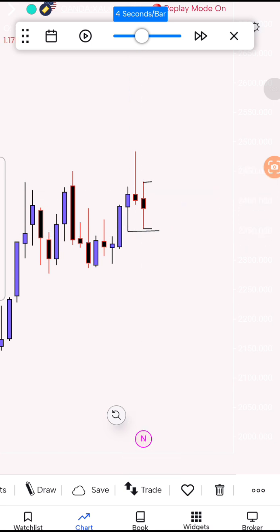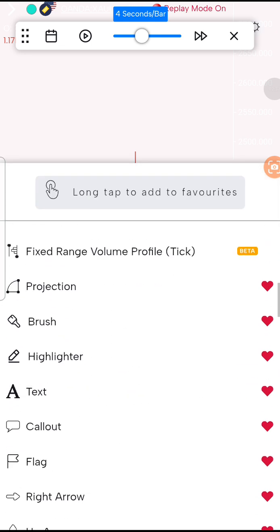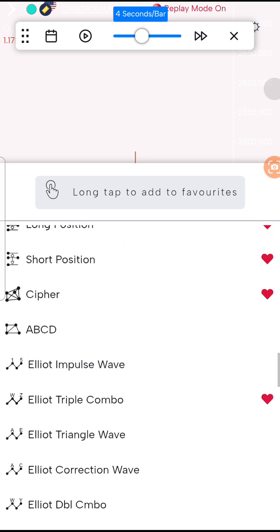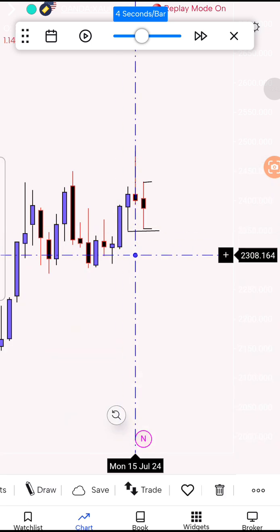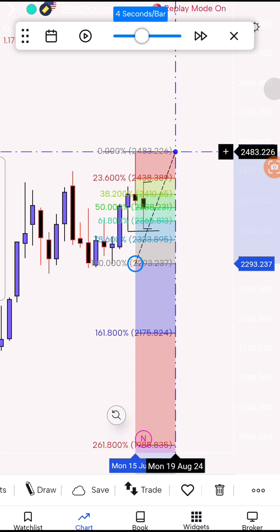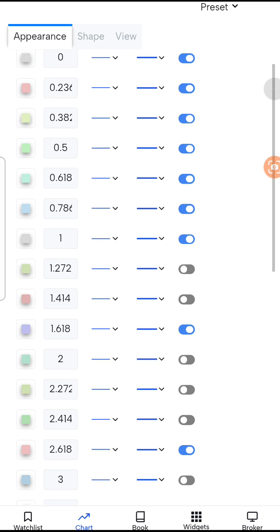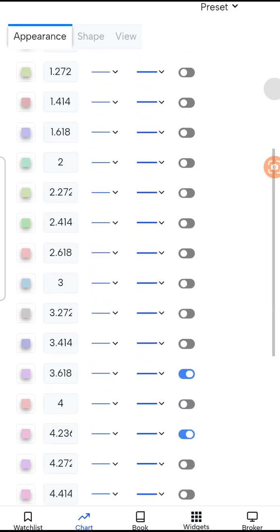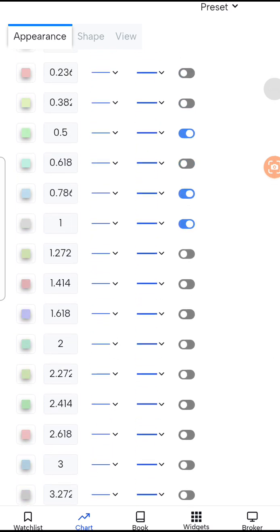Also, if I try to use the range or the fib tool, I have been getting it wrong, and I want to identify the challenges I'm facing. So from the low to the high, damn, okay, I need to ensure that my settings are right over here. So when I have all these ones turned off, all these ones turned off, I only need the 0 and 1 levels.